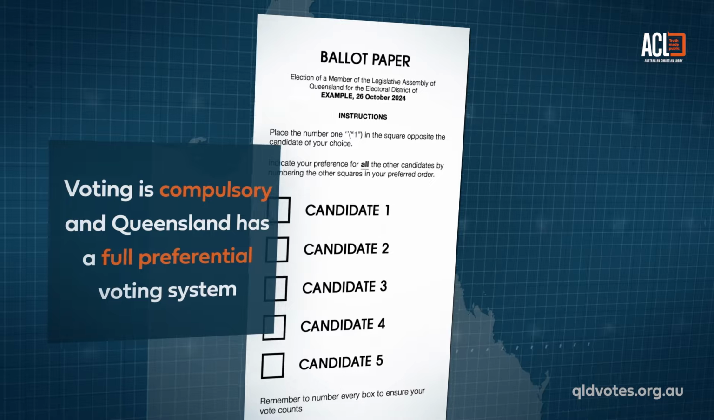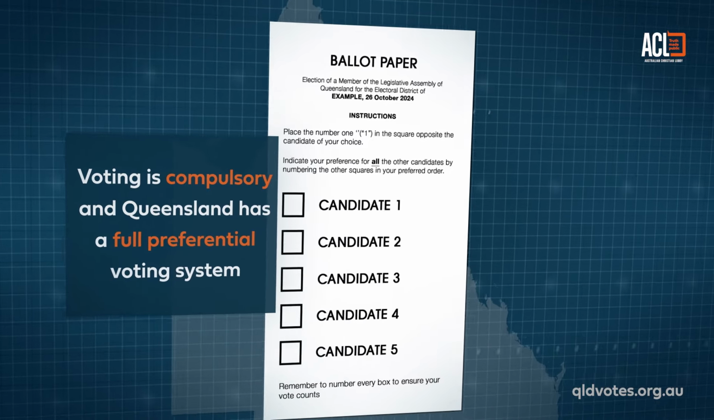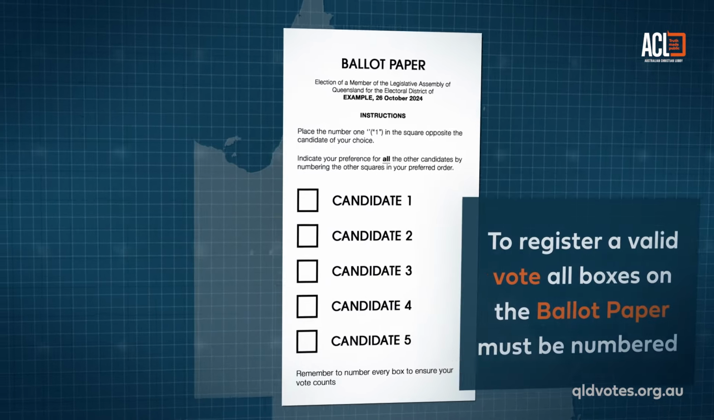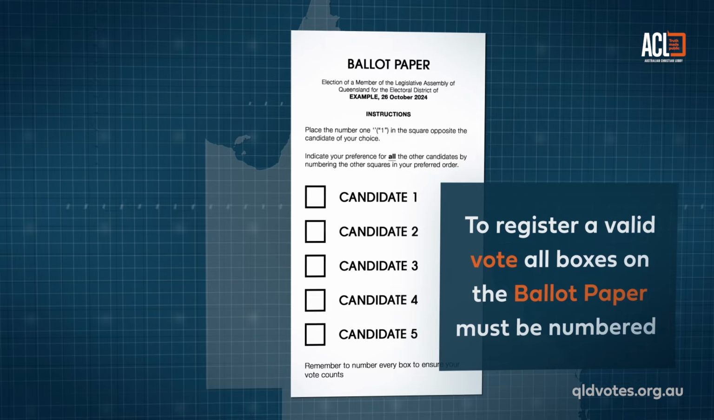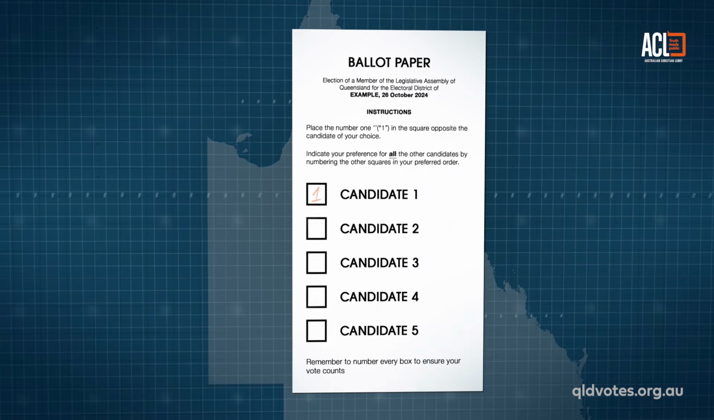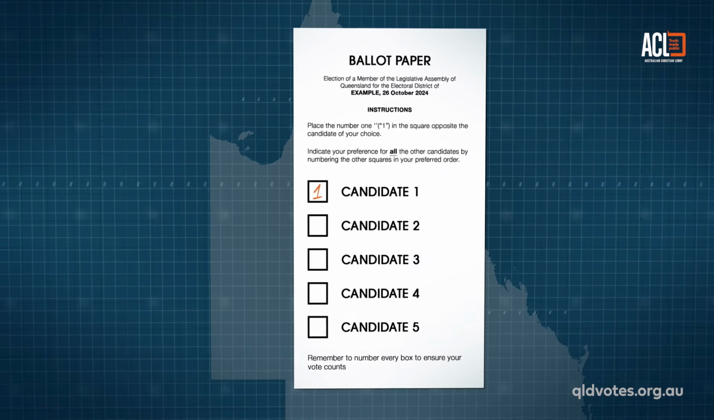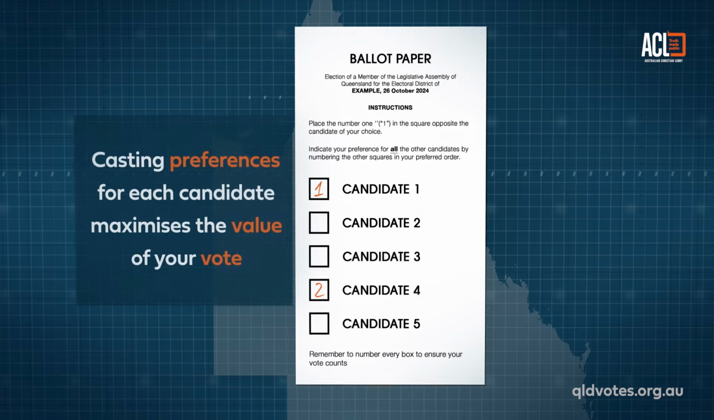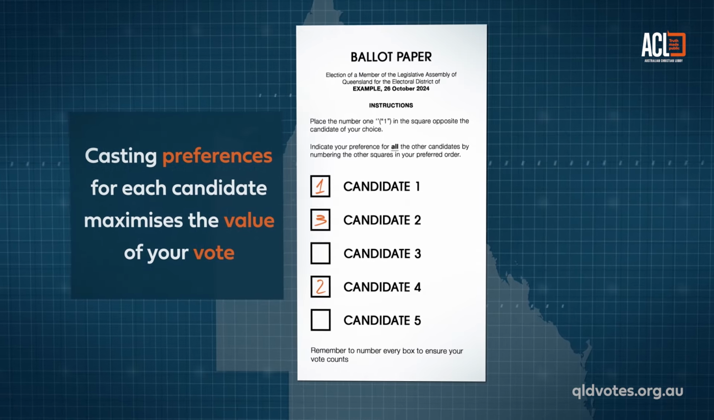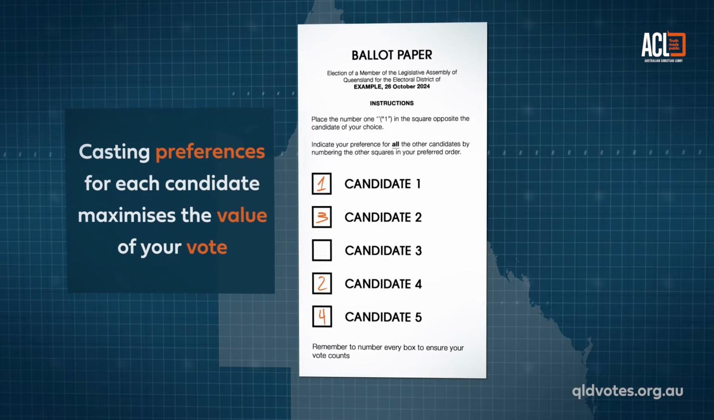Voting is compulsory, and Queensland has a full preferential voting system. This means to register a valid vote, all boxes on the ballot paper must be numbered, starting with a 1 for your first preference candidate, followed by a 2 for your second preference, and then a 3 for your third preference candidate, and so on until all boxes are numbered.